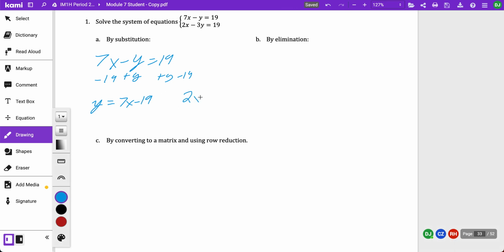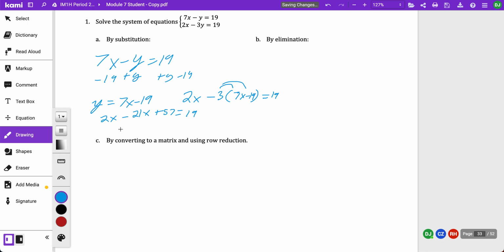So this would be 2x minus 3 times 7x minus 19, and that is going to equal 19. So what I'm going to do is distribute here. This will give me 2x minus 21x, and then negative 3 times negative 19 is positive 57. That's going to equal 19.